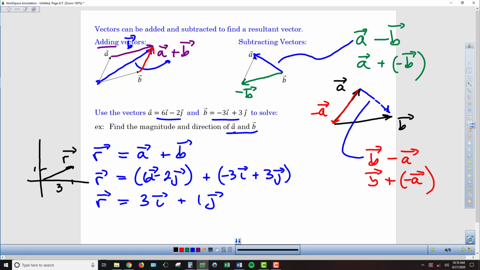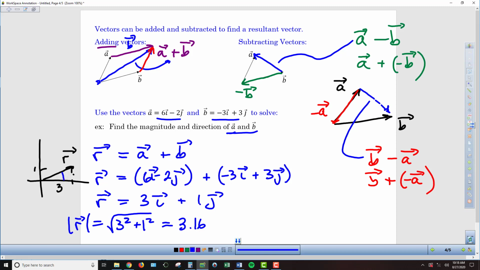We're going to use the exact same technique that we used earlier. We're going to use a little Pythagorean theorem to find the magnitude of R. So we're going to have the square root of 3 squared plus 1 squared. So we're looking at the square root of 10. If we push buttons on our calculator, we're going to get 3.16 if we continue to round to 3 sig figs.